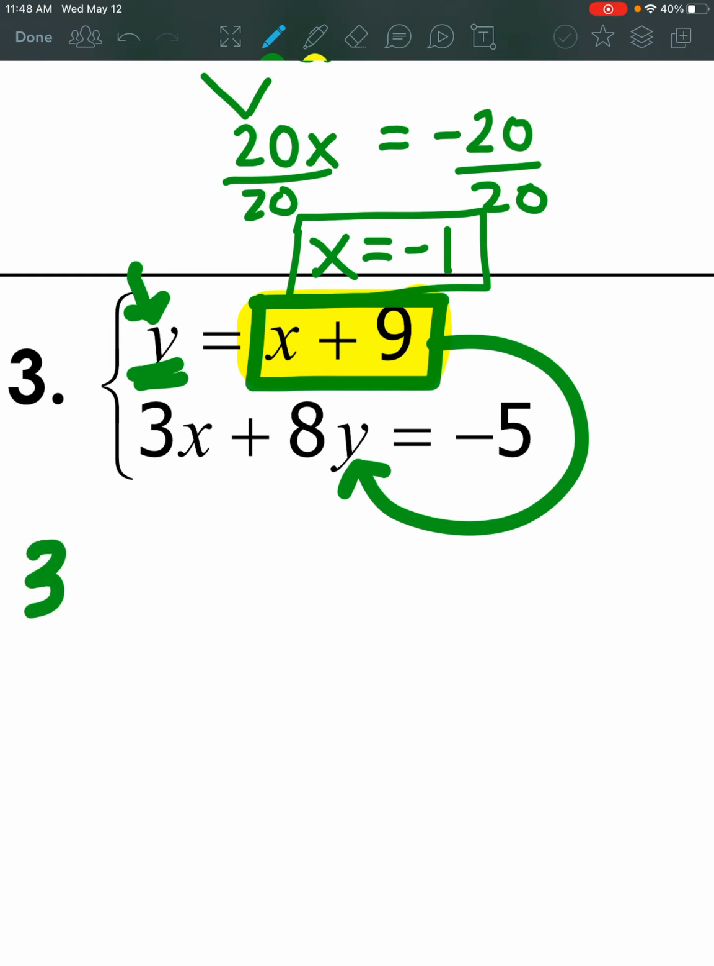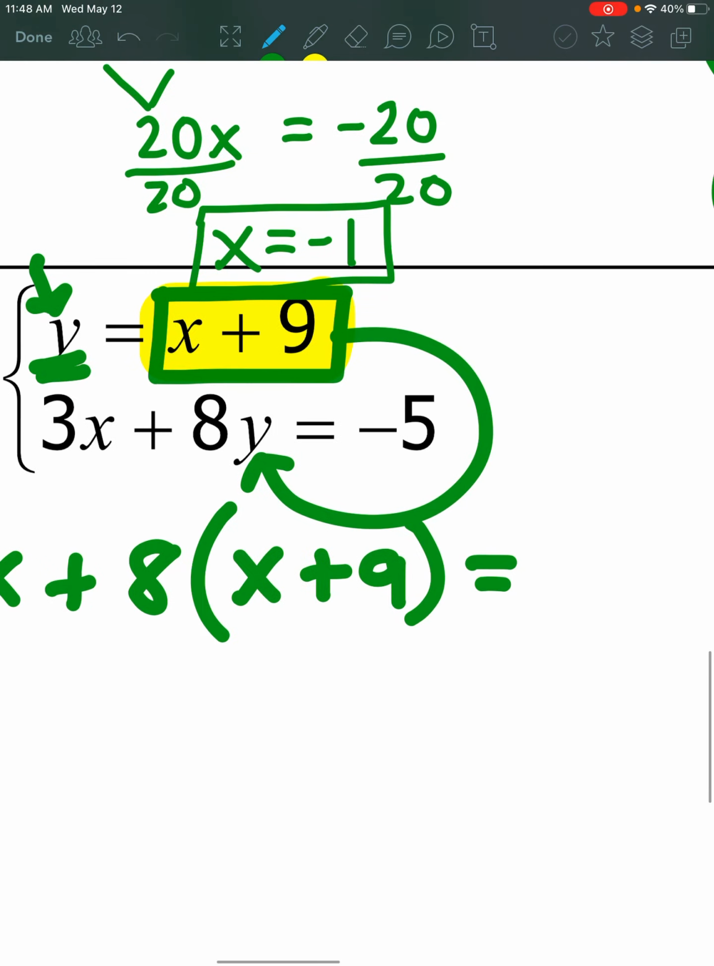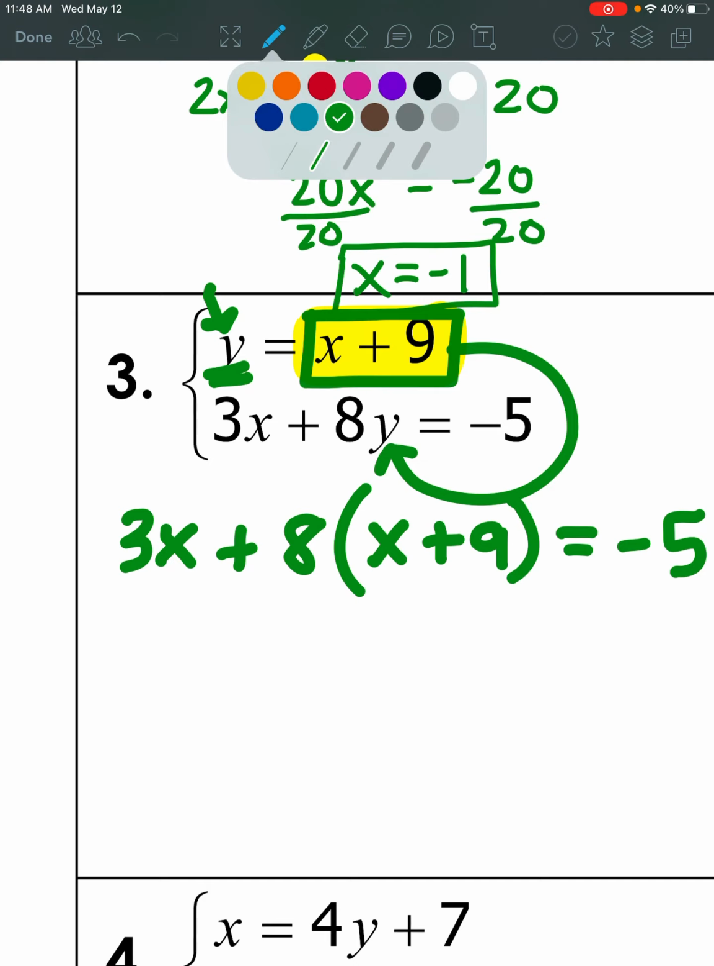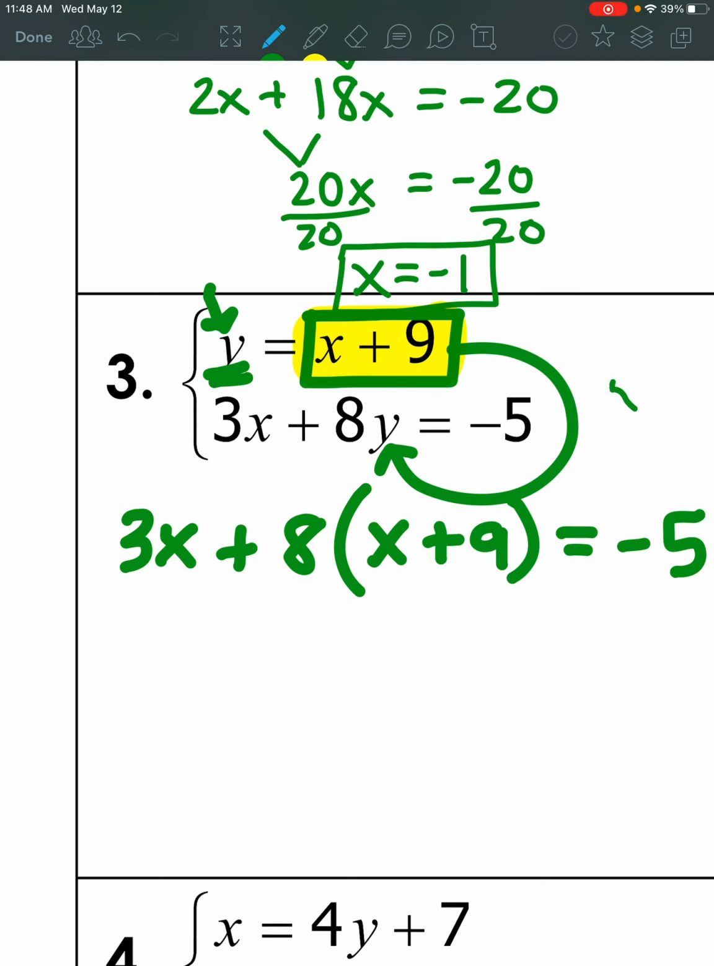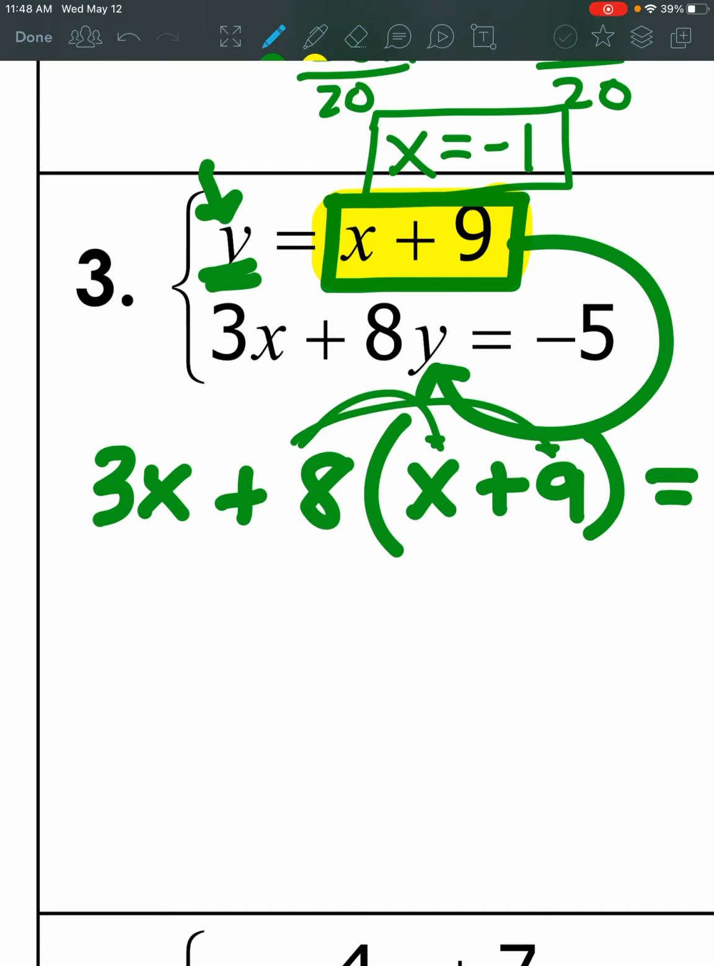So I'm going to write the second equation, 3x plus 8, and then in place of y, I'm going to write that x plus 9. And then finish the equation equals negative 5. Make sure you stick with that second equation. You don't accidentally combine the two. I see that often. So we will distribute in this scenario.